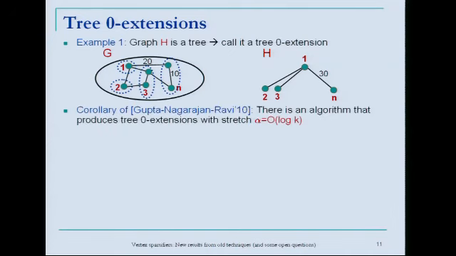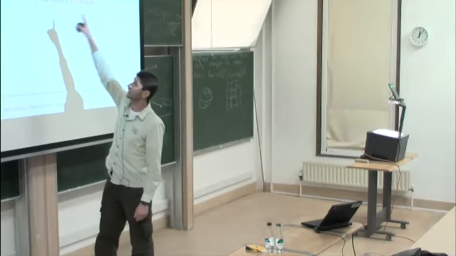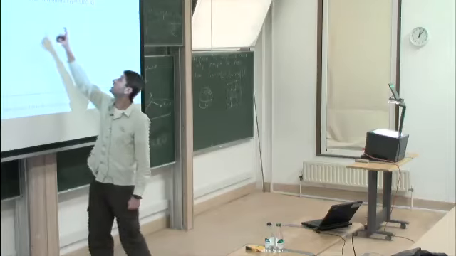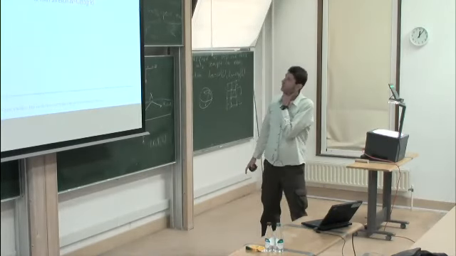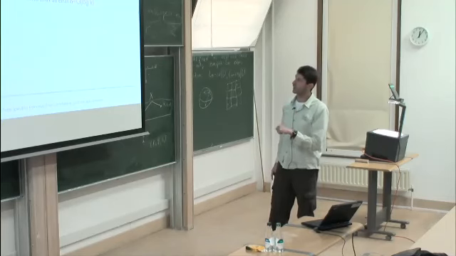If you do it in this way, and you want to plug in the relevant literature on embeddings, it turns out that you can use, as a kind of corollary, a statement you can derive from a paper by Gupta, Nagarajan, and Ravi, although it's not phrased in this way. There is an algorithm, it's even efficient, that for every graph G with K terminals can produce a 0-extension where H is a tree and the stretch is only log K. The point is that it's log K instead of log N.